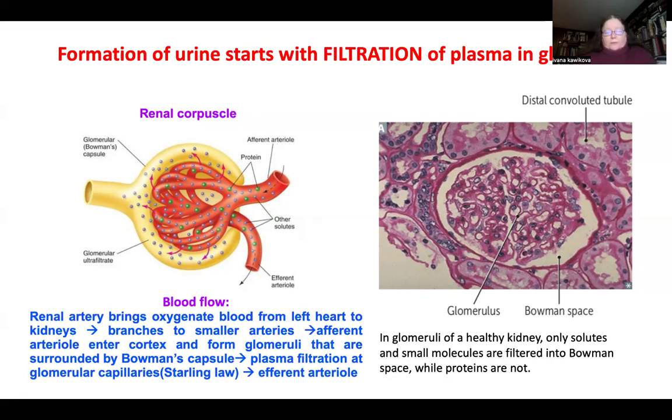If you pay attention here, you see that in the blood, small molecules like electrolytes, glucose, and amino acids are depicted, and as green are depicted larger molecules. But in Bowman space, we have only the small molecules. So usually the larger molecules are not appearing unless there are some disease conditions.